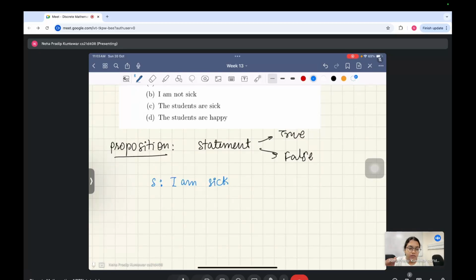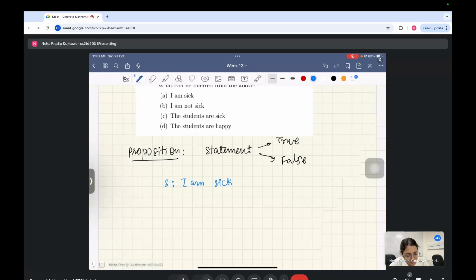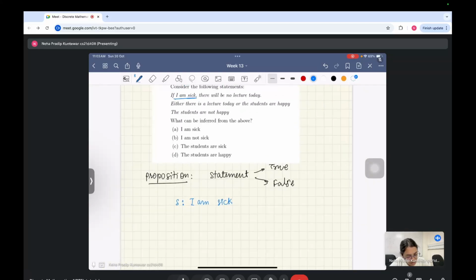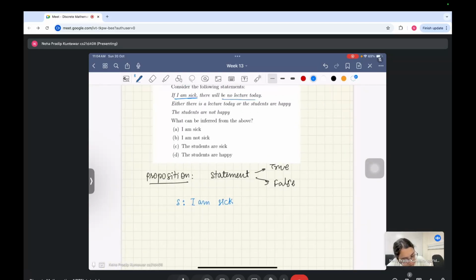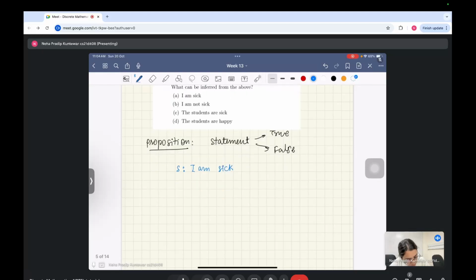So at any given point of time, either I am sick or I am not sick. It cannot be that I'm somewhere in between. Okay, so this is what the statements are. The second statement is that there will be no lecture today. So I'll call it L.